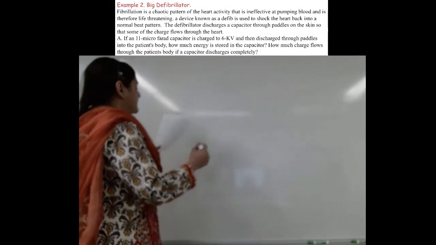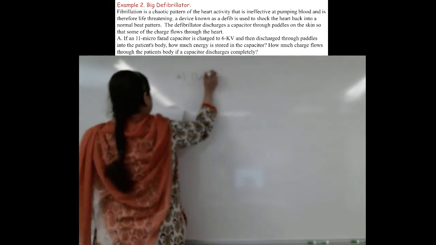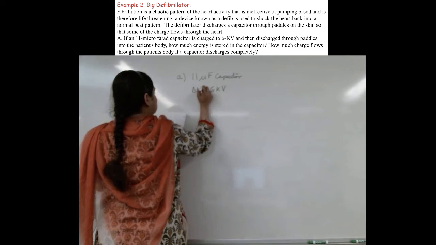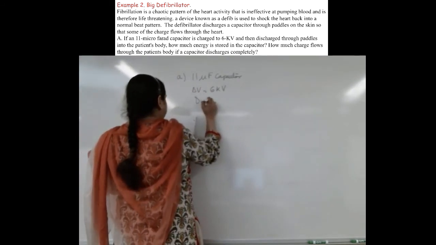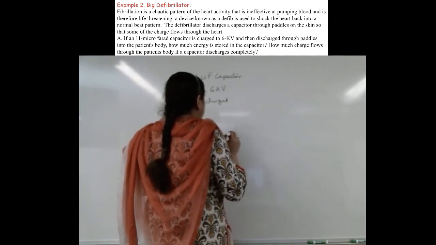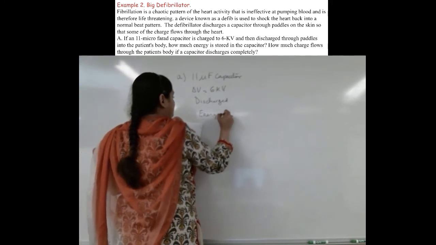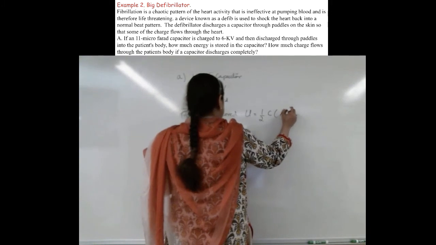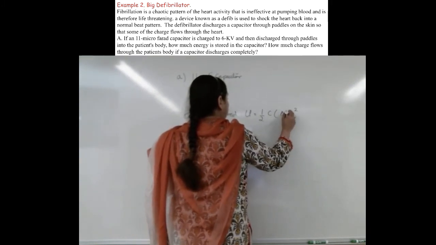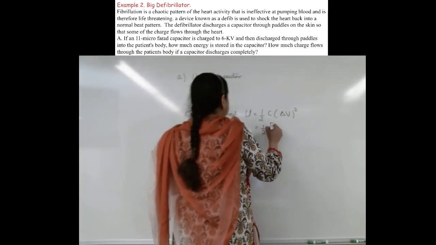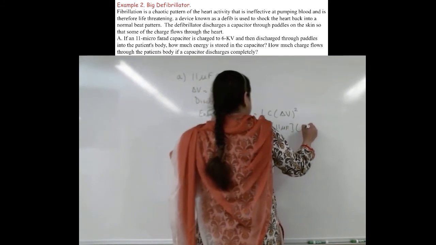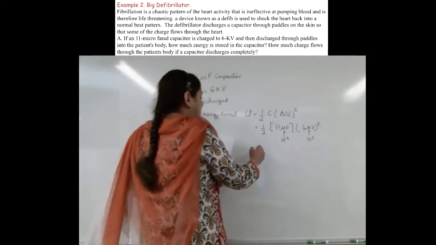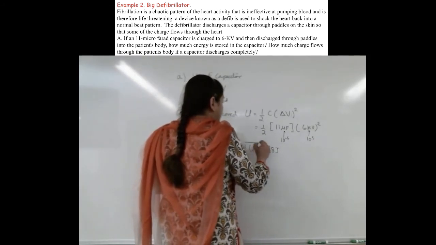So in this case, part A asks about an 11 microfarad capacitor that is charged to 6 kilovolts, so delta V is 6 kilovolts, and then it is discharged through the paddles. How much energy is stored? So I need to find the stored energy. And the formula for stored energy is 1/2 C delta V squared. So it gives us 1/2 times C, which is 11 microfarads, and delta V is 6 kilovolts, squared. Remember, this is 10 to the 3, and this is 10 to the minus 6. So once you calculate it, it comes up to 198 joules of energy stored.